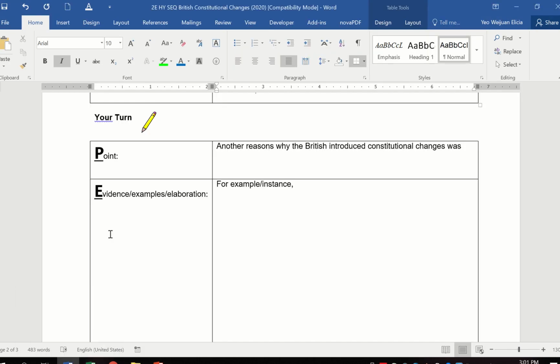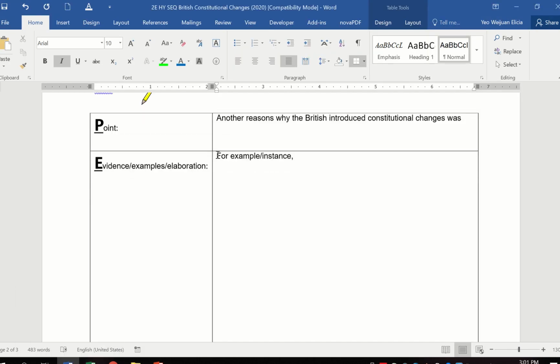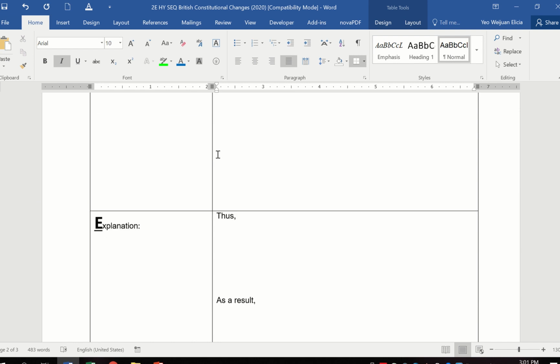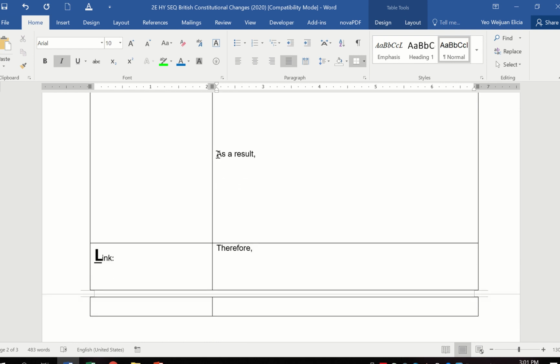Clear? Alright, so please fill in the rest of the handout on your own and submit to your respective history teachers via their preferred submission mode. I hope that you have understood and followed the lesson thus far. If you have any questions, please contact your respective history teachers, and I am sure they are more than willing to help you out.